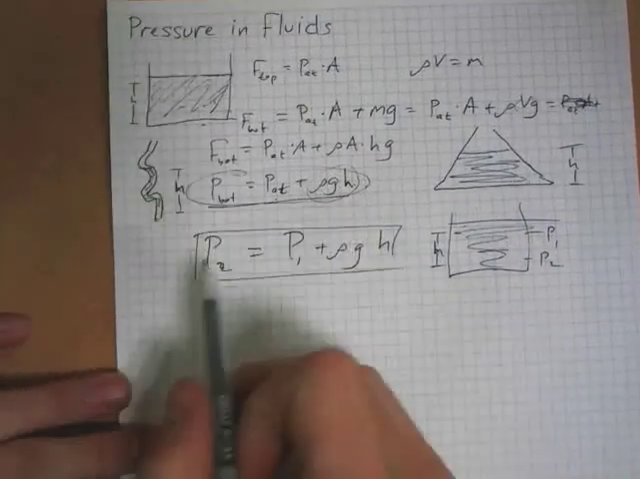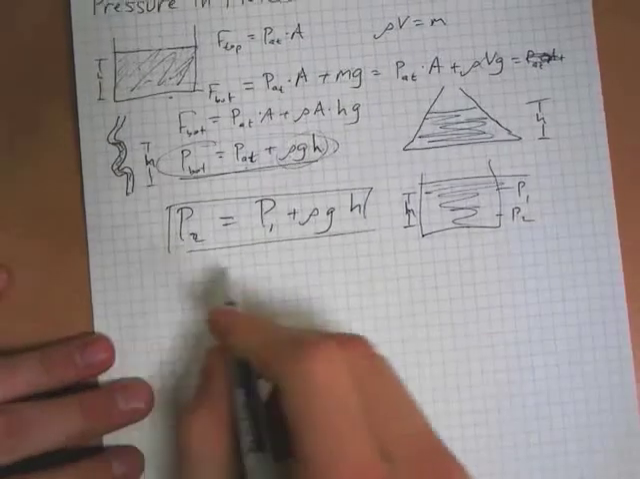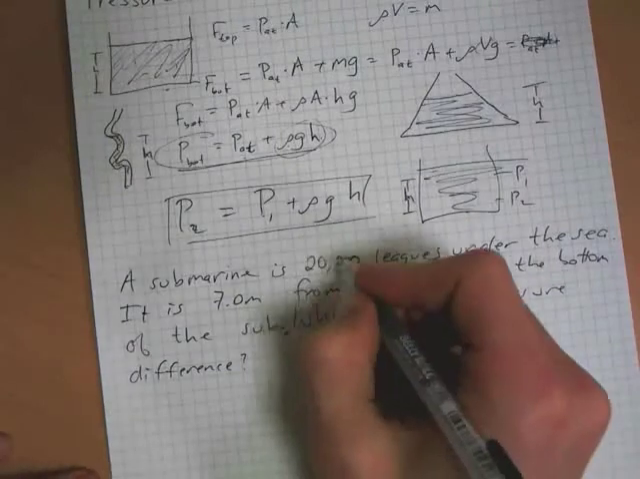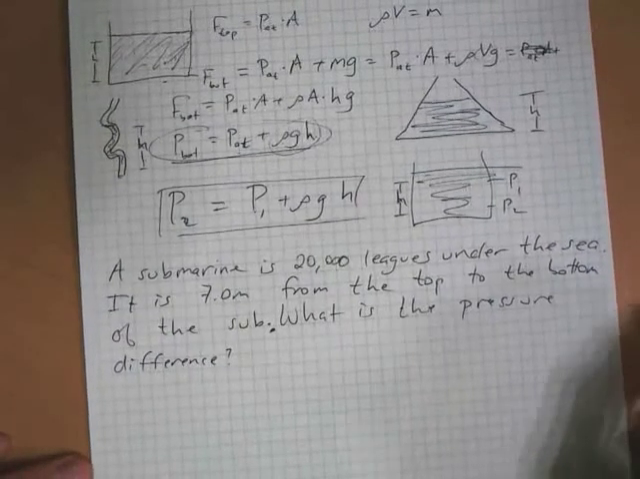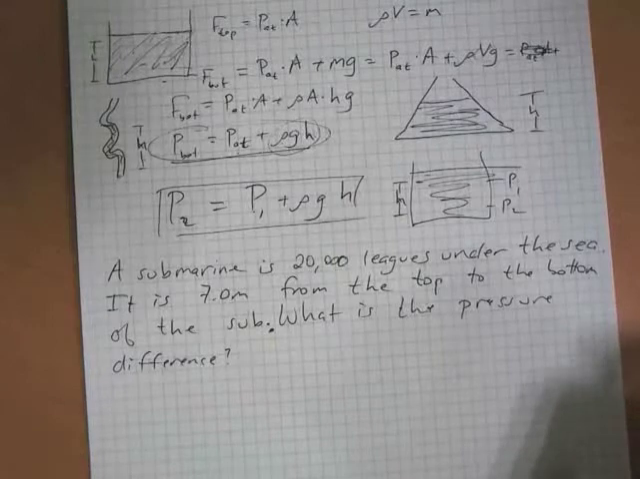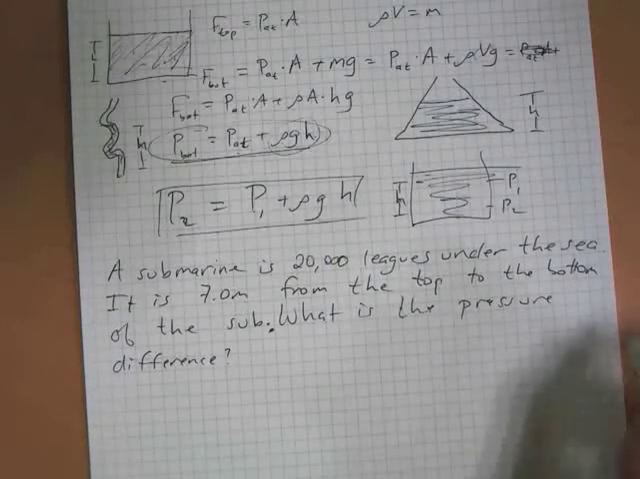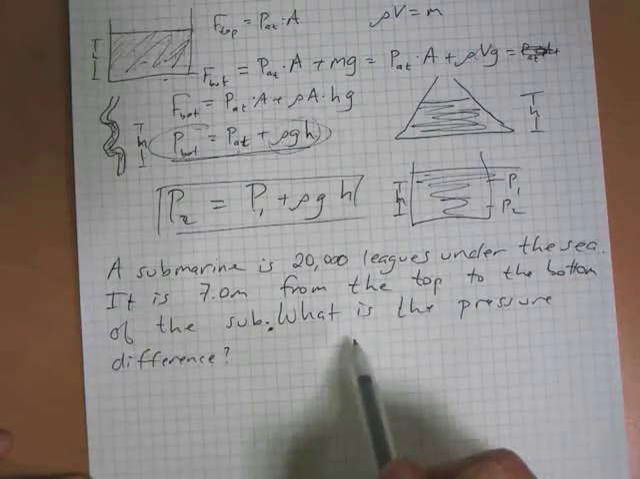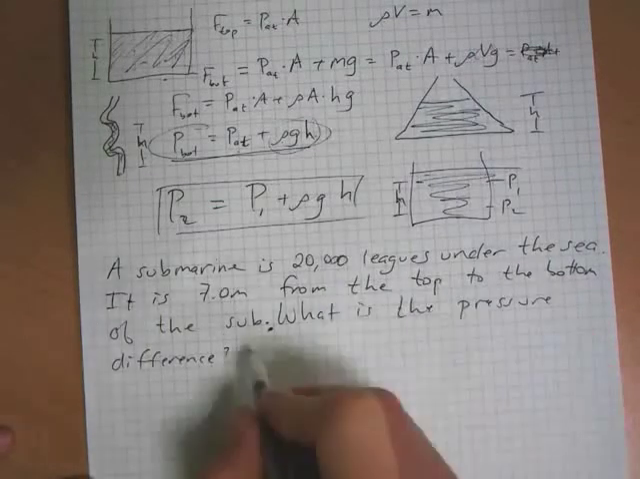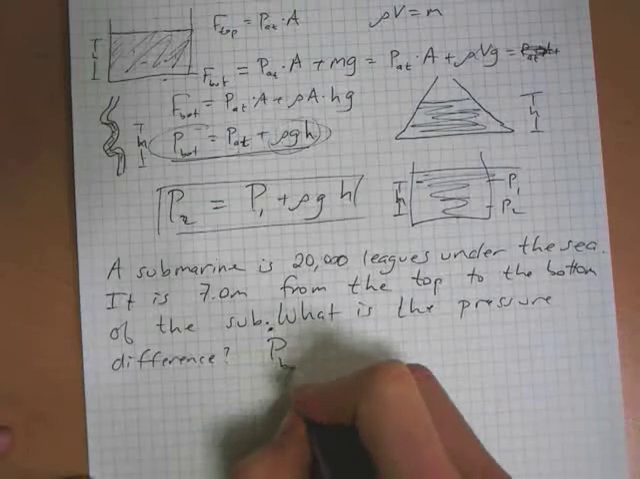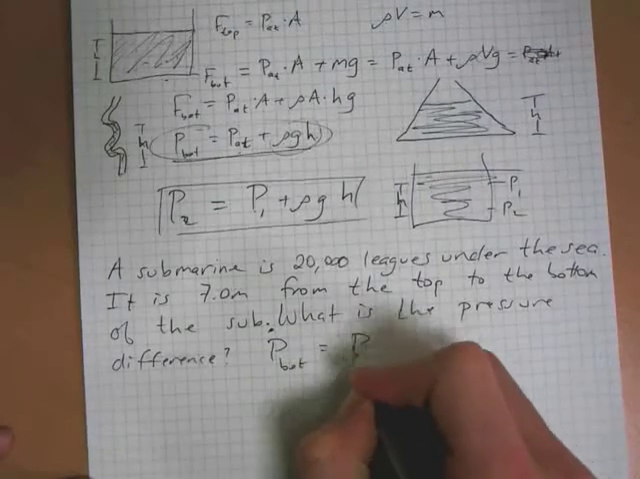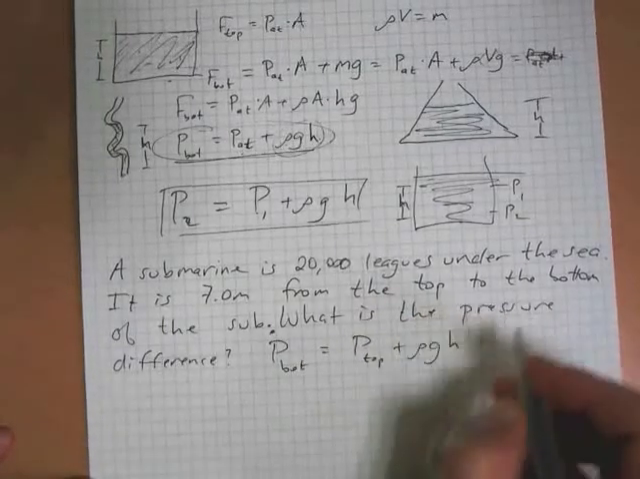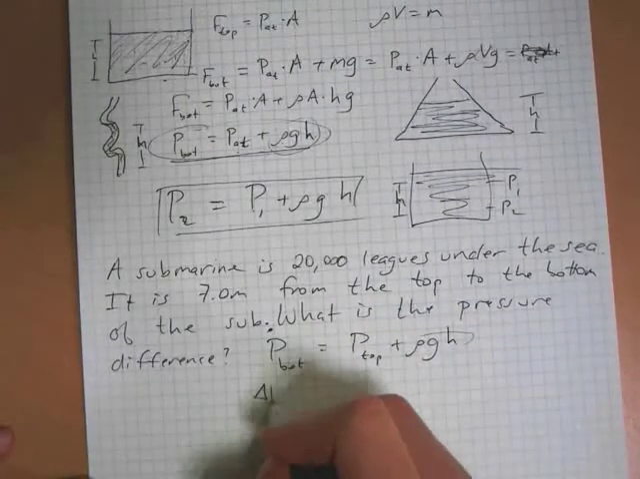So for example, let's say we have a submarine that is 20,000 leagues under the sea. 20,000 Leagues Under the Sea is the title of a film, might be before your time. It's 7 meters from the top of the sub to the bottom of the sub. What's the pressure difference between the two? Well, we can say that the pressure at the bottom is just equal to the pressure at the top plus rho g h. And this rho g h then is our pressure difference.